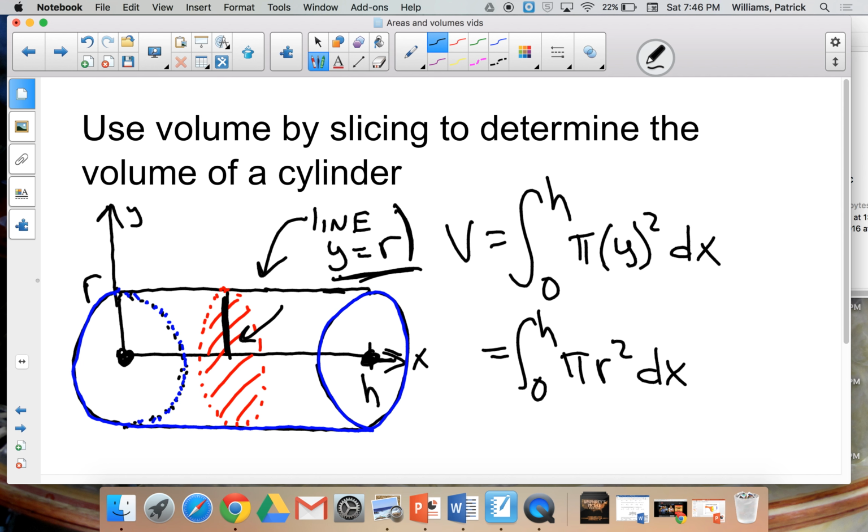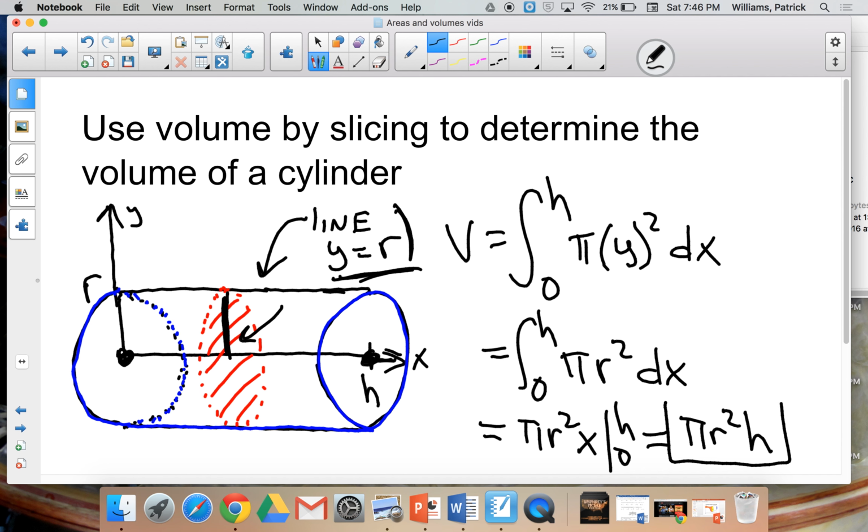Okay? So remember, r is a constant, pi is a constant. So if we evaluate this integral, this will be pi r squared x from 0 to h. And if we go through and solve that definite integral, it's just going to be pi r squared times h, which is indeed the volume of a cylinder. So we just derived that using the volume by slicing method.